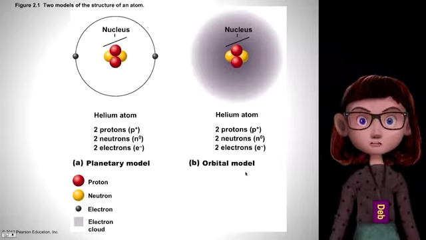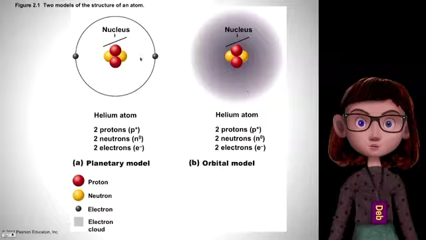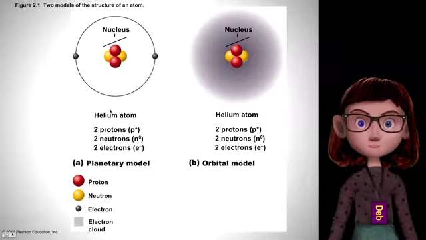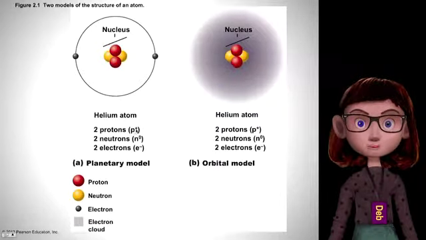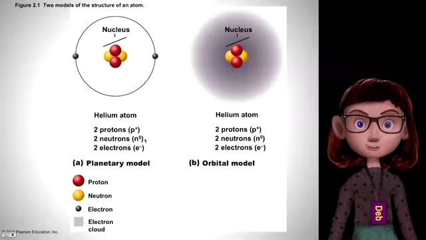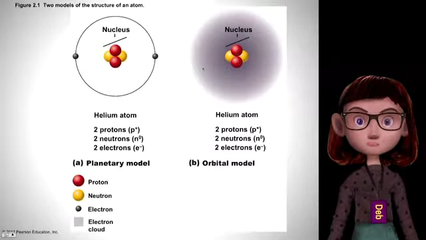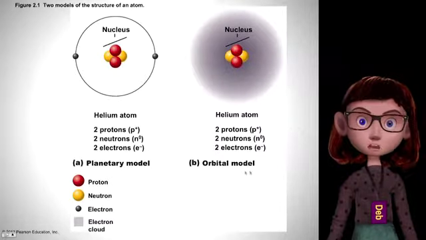Figure 2.1 represents some models of the structure of an atom, and this atom happens to be the helium atom. The atomic number is 2. Helium typically has 2 protons, and that's why they show the little p with the plus, because protons have a positive charge. It has 2 neutrons, the yellow balls right there, which are neutral, and of course 2 electrons orbiting the atomic nucleus. This is the planetary model because it looks like planets going around the sun in our solar system. This one is called the orbital model.